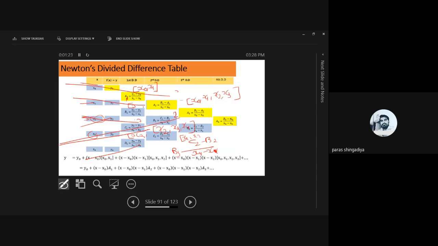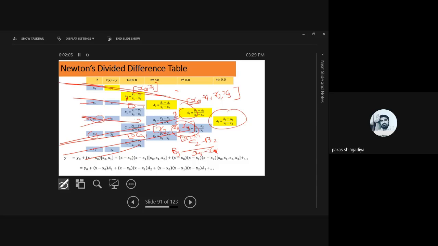Now the last one, by using these two values, we can predict the last difference, called A4, and A4 is equal to B3 minus A3. That is the answer of B3, and that is the answer of A3. B3 minus A3 divided by x4 minus x0. Now check the boundary of A3 and B3. That is mapped with x0, that is the lower bound, and the upper bound is the last value, that is x4. So the denominator is x4 minus x0. That is called A4: B3 minus A3 divided by x4 minus x0.